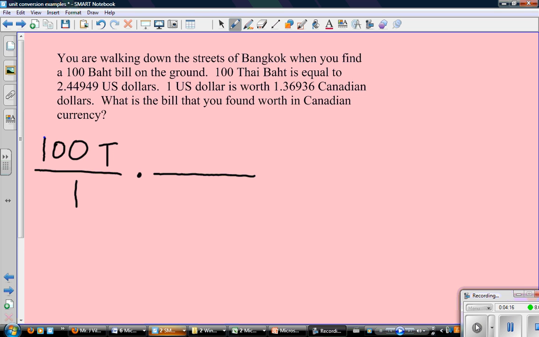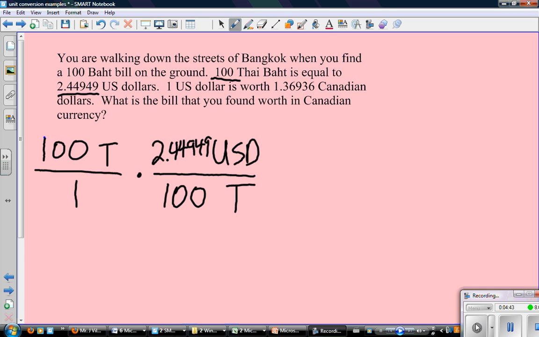So I set up my ratio, my fraction, on the next line here, and I want to get rid of the Thai. So I have it on top, I'll put it on the bottom, and then I'm going to convert to US dollars. And it tells me that 100 Thai baht is equal to 2.44949 US dollars.